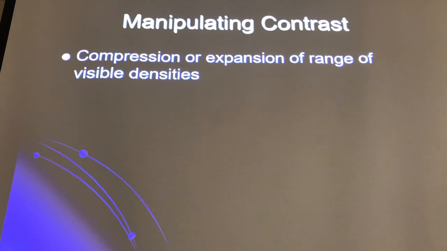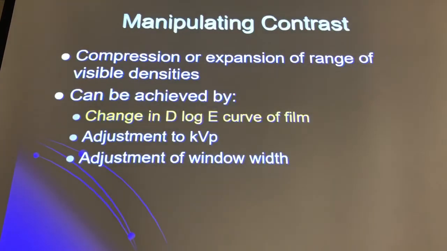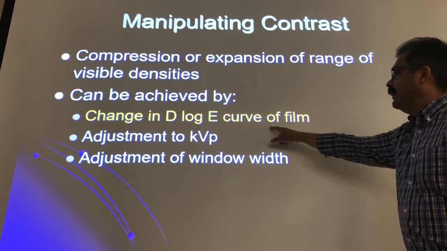Manipulating contrast is the compression or expansion of the range of visible densities. You can increase or decrease that range. How? By changing primarily the KVP. If we change the KVP, we can do that. It can also be achieved by changing the log E curve of film.